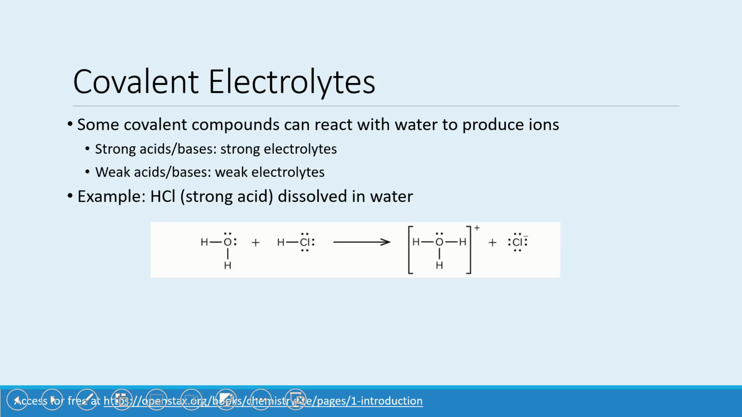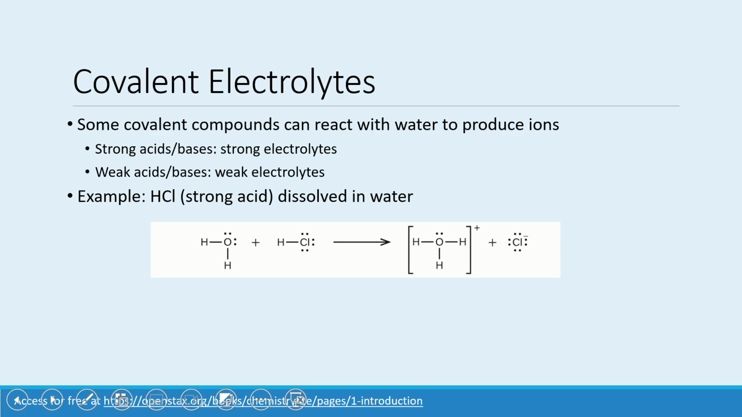Okay, and just the last slide here, covalent electrolytes, we've talked about this. Your strong acids and strong bases will be your strong electrolytes. Weak acids and weak bases will be your weak electrolytes. Okay, so as an example, we have hydrochloric acid dissolved in water. So pure water or pure hydrochloric acid, those are not going to be considered electrolytes. They don't break apart into their ions.